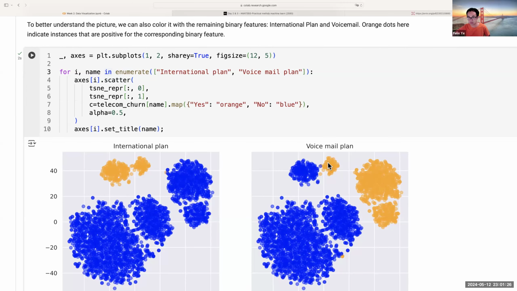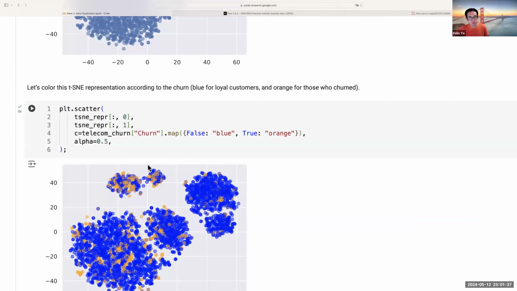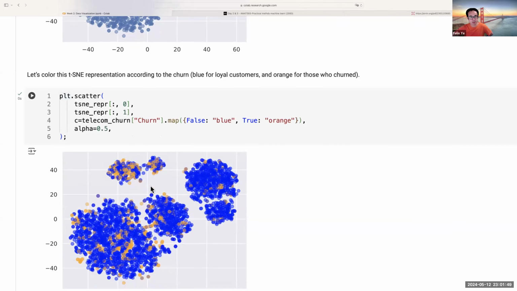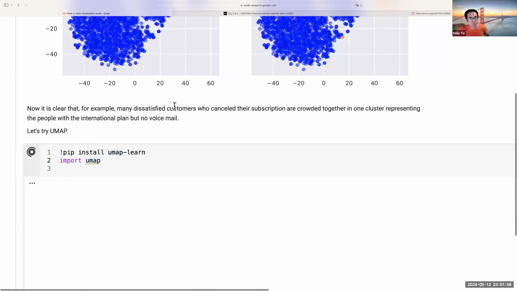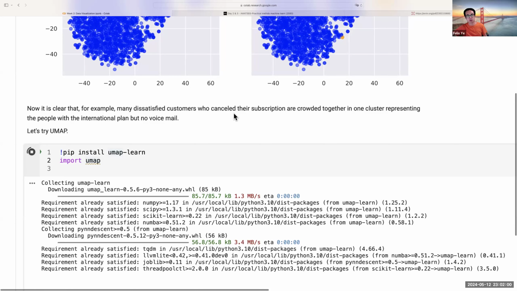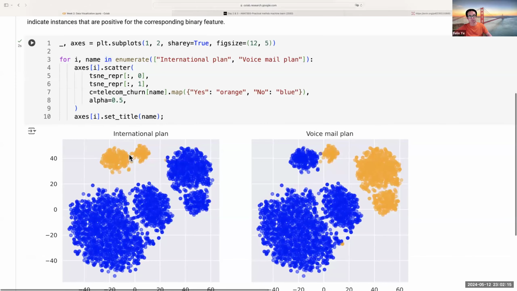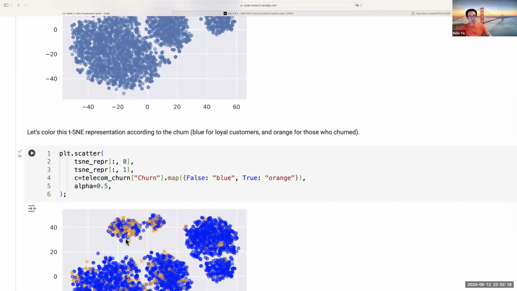Okay, so this is kind of interesting. These 3 are the clusters corresponding to the voicemail being activated. But of course, these 2 have a higher churning rate, so this corresponds to the international plan being enabled. That indicates many disloyal customers who cancel their subscriptions are crowded together in one cluster and represent the people with an international plan but without the voicemail plan, right here. This is the cluster we see.